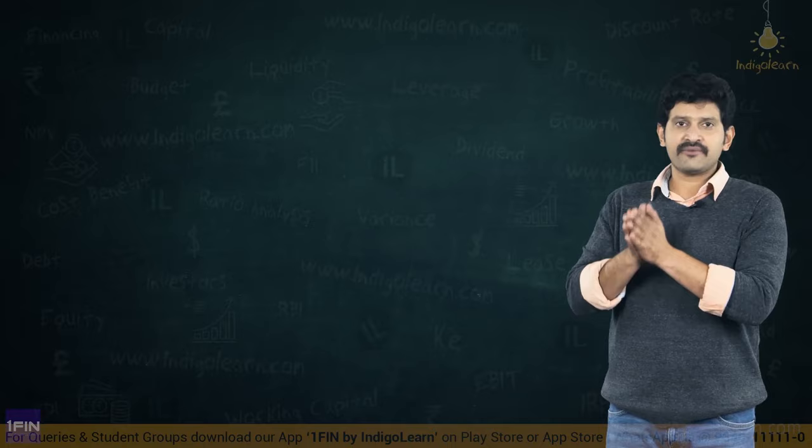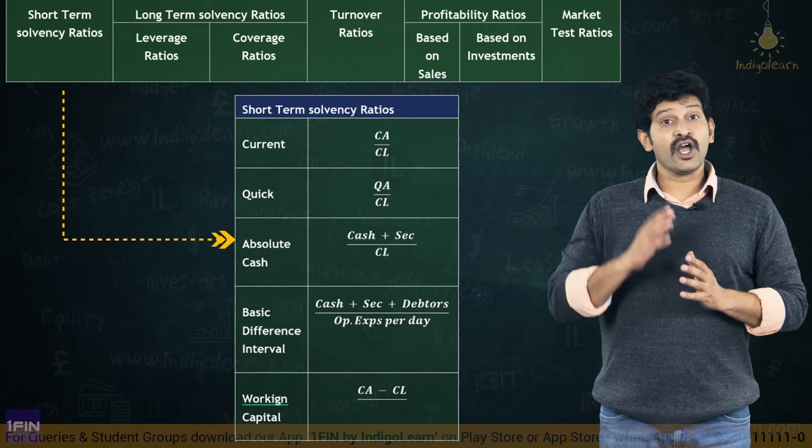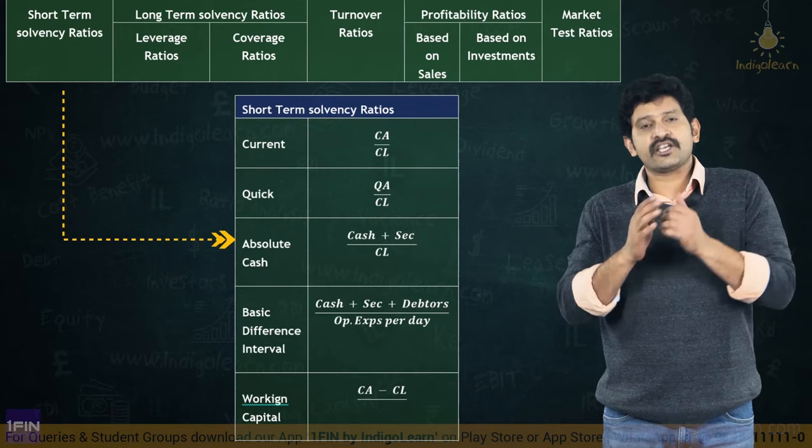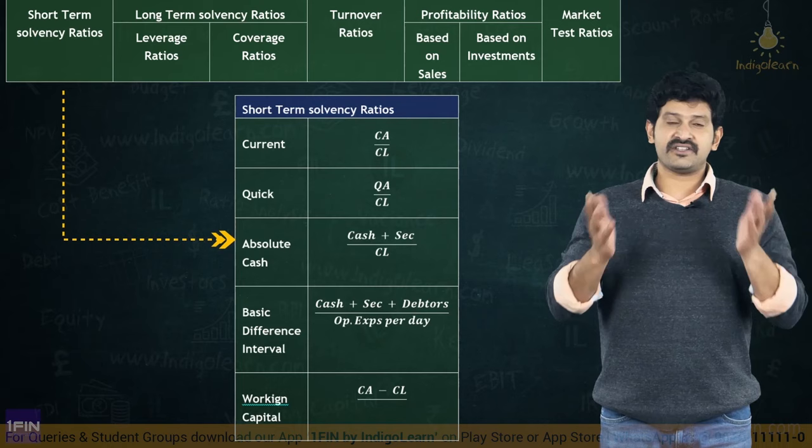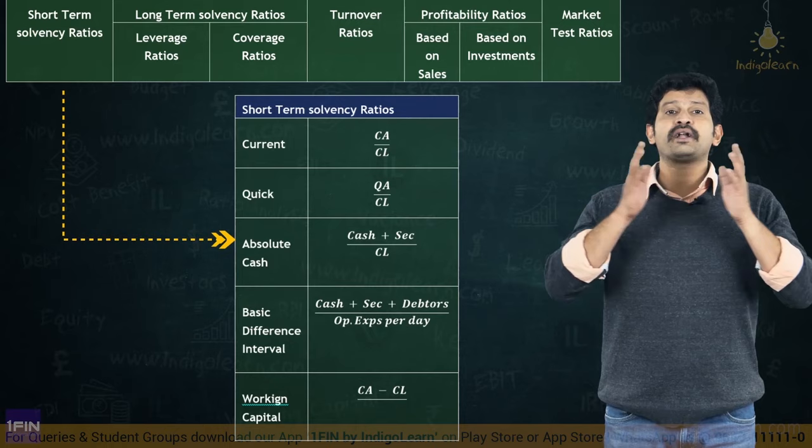The first one there was current ratio, that is current assets by current liabilities. Then quick ratio, quick assets by current liabilities. Then absolute cash ratio, that is cash plus marketable securities divided by current liabilities. Then we moved on to the next one, that is basic defense interval, that is cash plus marketable securities plus debtors divided by the operating expenses per day. And lastly, we saw working capital, that is current assets minus current liabilities.